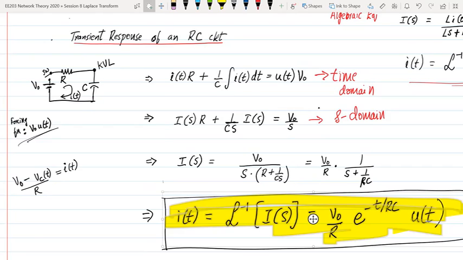So in the next class, we'll do some practice problems using various functions, and make sure you thoroughly understand Laplace transform, because subsequent units of the course, we will now understand in terms of Laplace transforms.